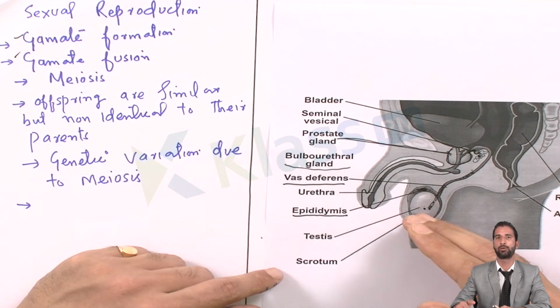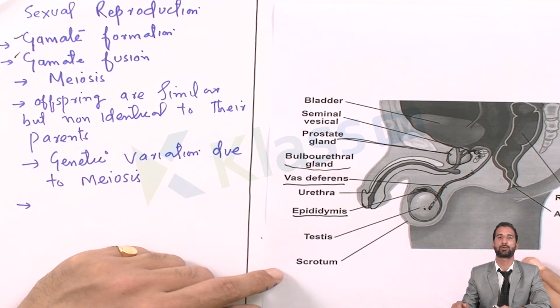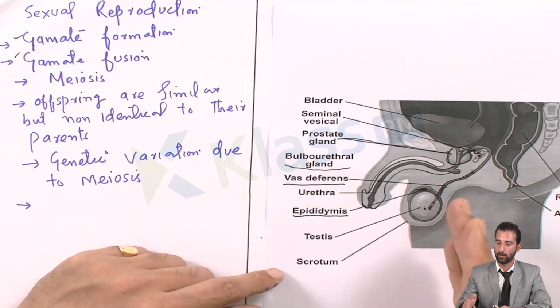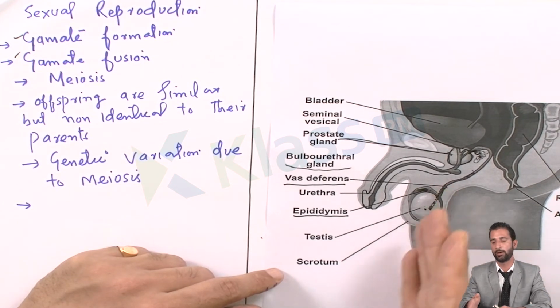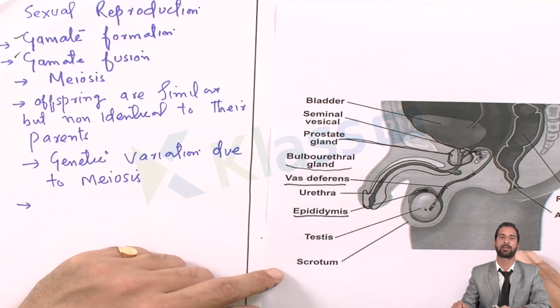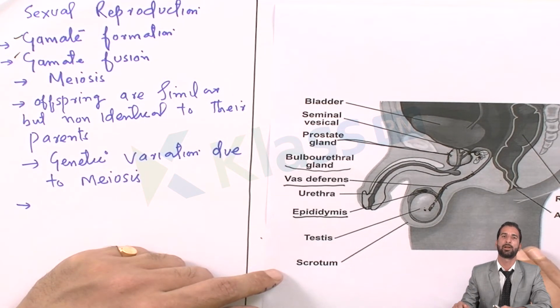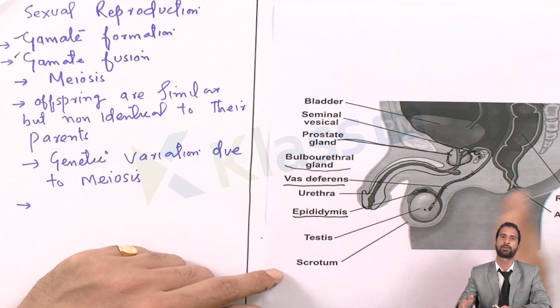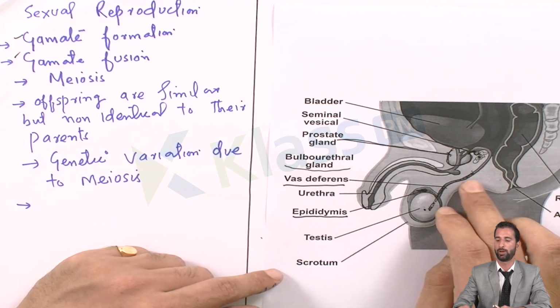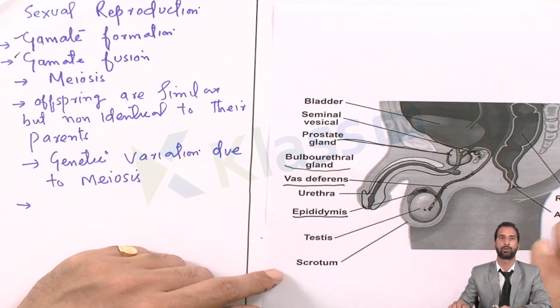From the seminiferous tubules to the epididymis, the sperms are transported via the vasa efferentia, and the epididymis is connected onwards by a tube-like structure which is highly muscular, called the vas deferens. The vas deferens serves as the permanent storage for the sperm, and sperms are transported from the epididymis via the vas deferens further into the urethra.